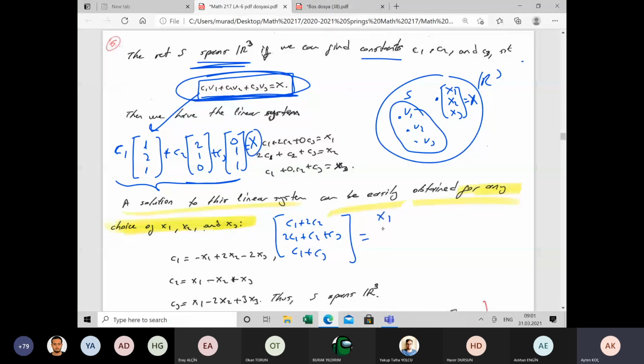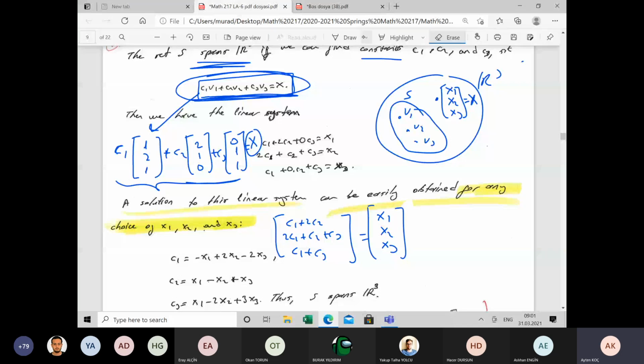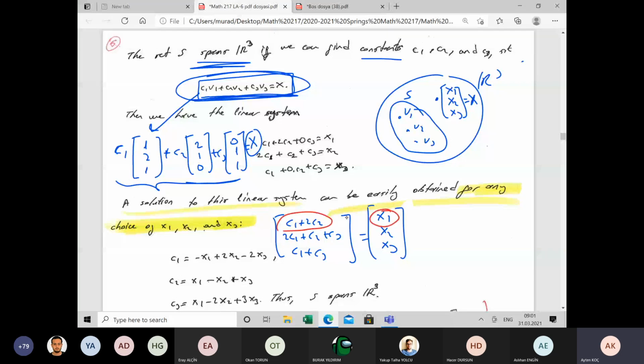First entry will be x1, and second entry should be x2. The last entry should be x3. So we obtain this corresponding system. It's okay? And we solve this system because our aim is to find C1, C2, C3. It's okay.